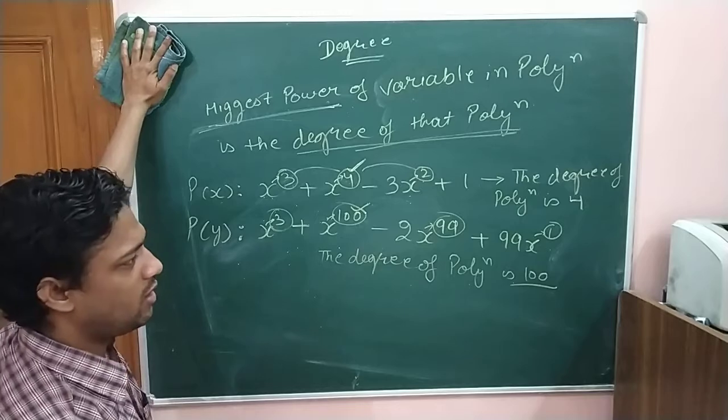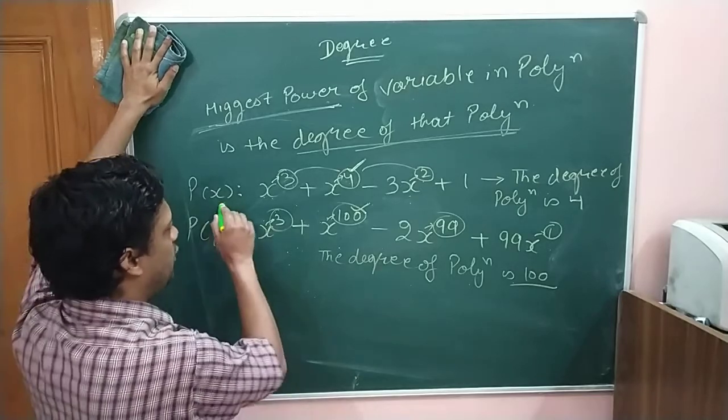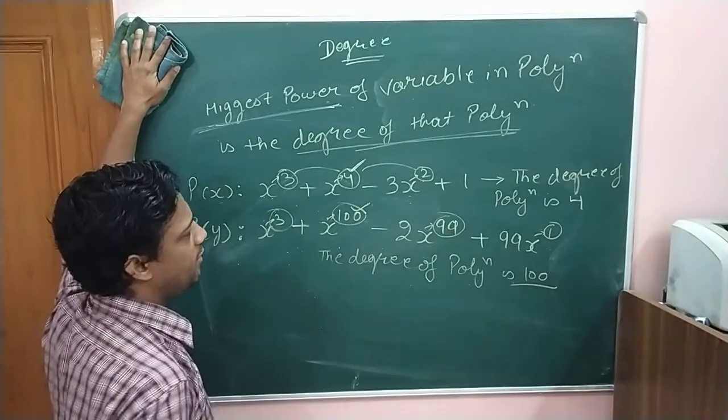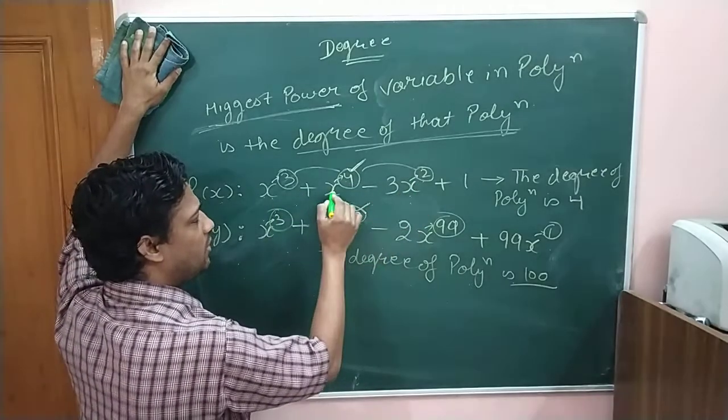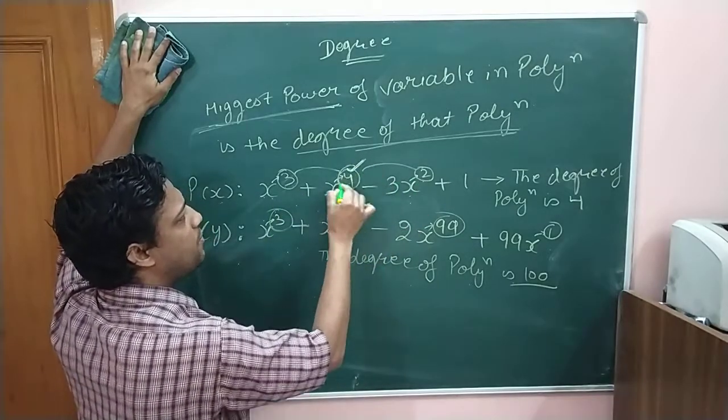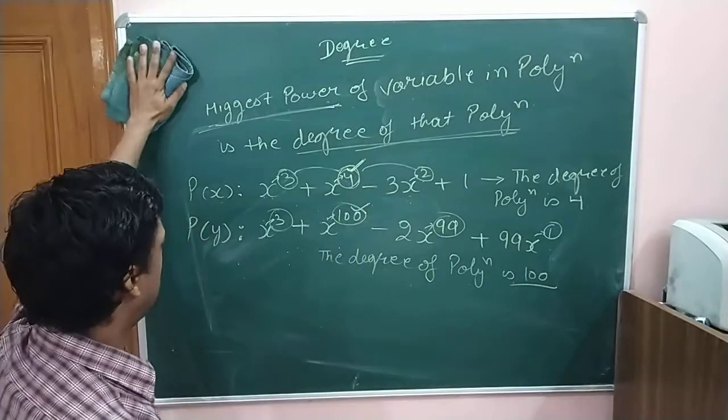In the exercise there are 1 mark questions where you are given a polynomial and you have to find its degree. The highest power of the variable in the polynomial is the degree of the polynomial.